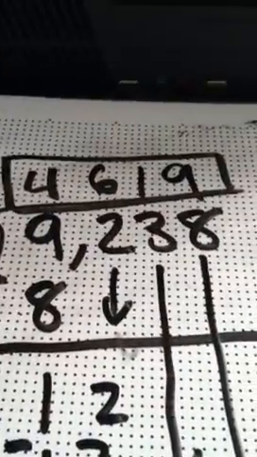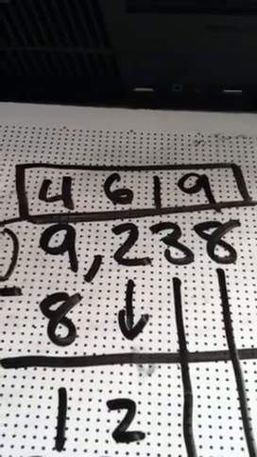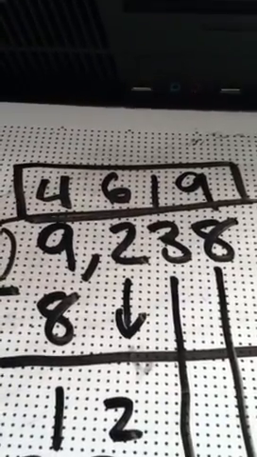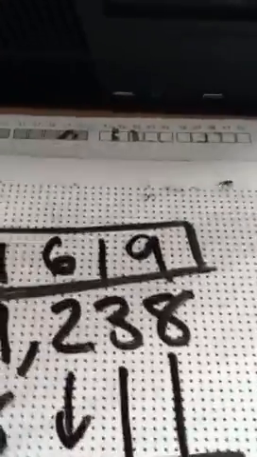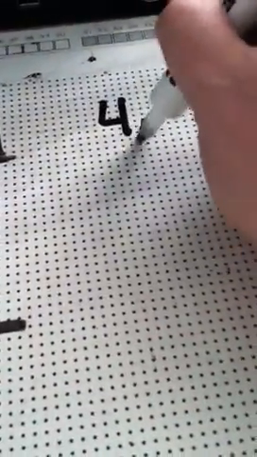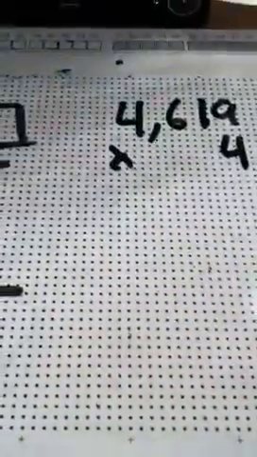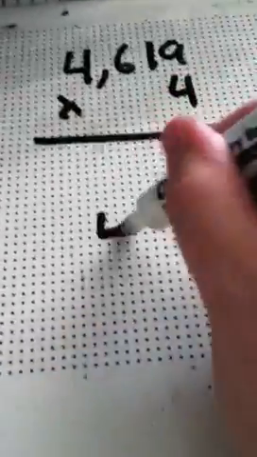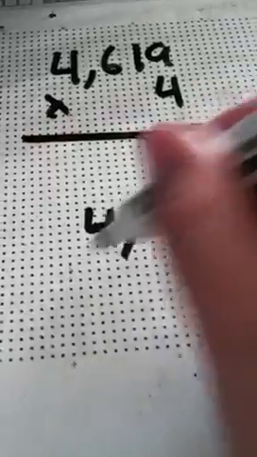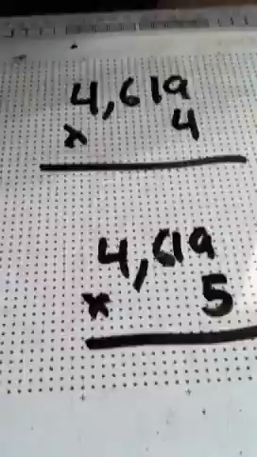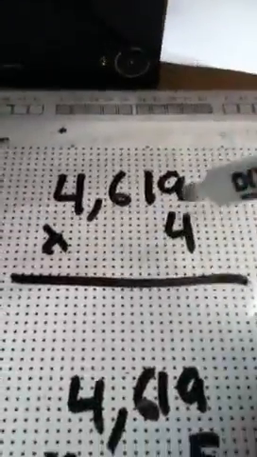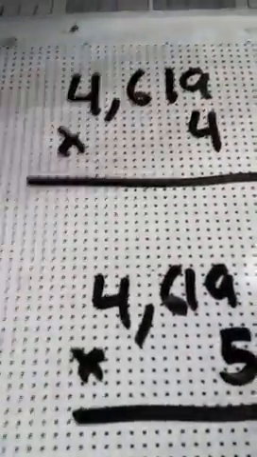So half of my number is 4,619. Now, I want to know how many tickets the people bought at the fair. And I know that half the people is 4,619. So half of them bought 4 tickets, half of them bought 5 tickets. So my next step is I have to take the 4,619. I'm going to multiply it twice. So I'm going to multiply it once by 4, and I'm going to multiply it once by 5. I'll take my two products, make them into a sum, and have my answer.